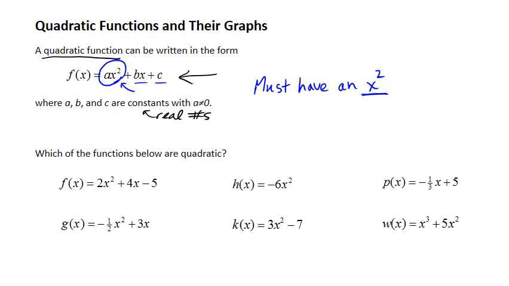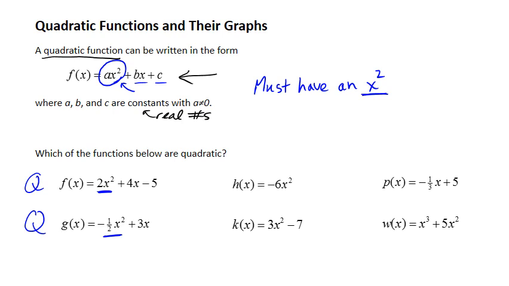So let's look. I've got 6 functions listed below. Let's look at which ones are quadratic. Our first function f has an x squared term, and it doesn't have any other higher degree term. It has an x term and a constant term, so that is a quadratic function. I'll just put a Q there for quadratic. G of x also has an x squared term and an x term, so that's a quadratic.